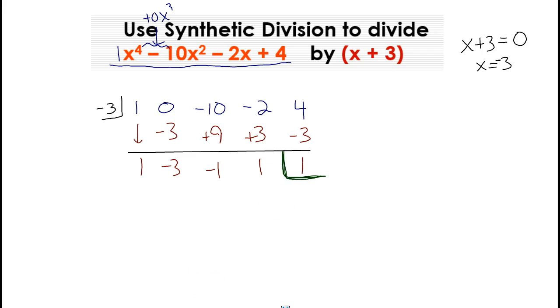Okay, let's outline what we did again. We first brought down the first number. After we bring down the first number, we multiply.